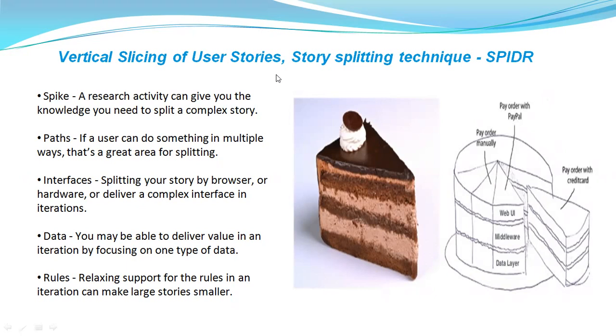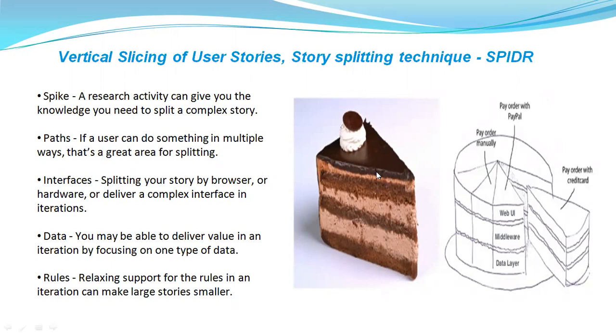I mentioned one particular point that a user story should be as small as possible, right? To fit within one sprint. For that, we need to split the user stories in such a way that your user stories are vertically sliced. Okay, let me explain what that slicing is.